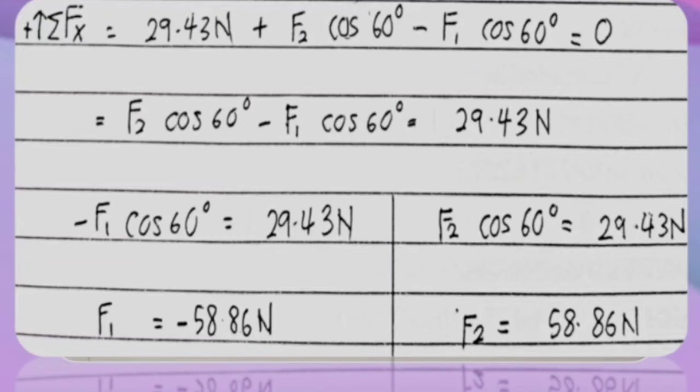For F2, F2 cos 60 degree equals 29.43 Newton. For F2 we get 58.86 Newton. Thank you for watching.